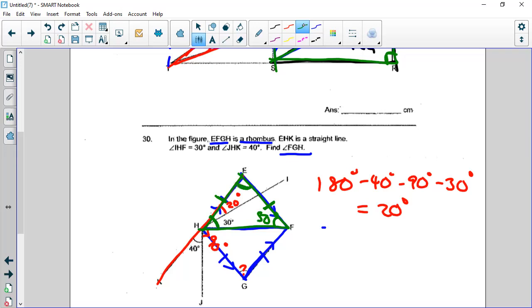And can we find this angle already? So how do you find the angle on top? You take 180, sum of angles in the isosceles triangle, minus 50, and you get 80 degrees. Whatever numbers you found, put it inside. And opposite angles in the rhombus are equal. So your question mark is 80 degrees.